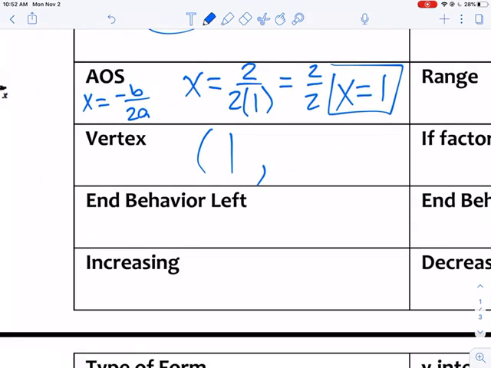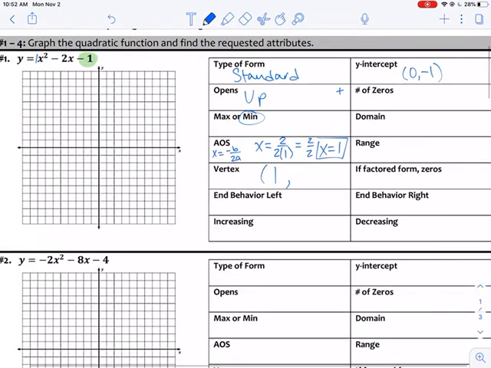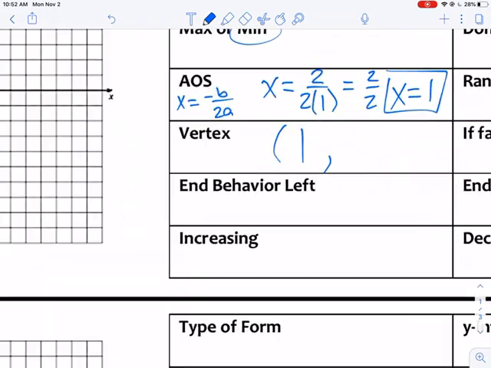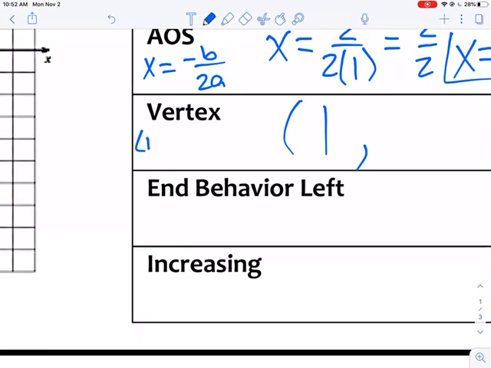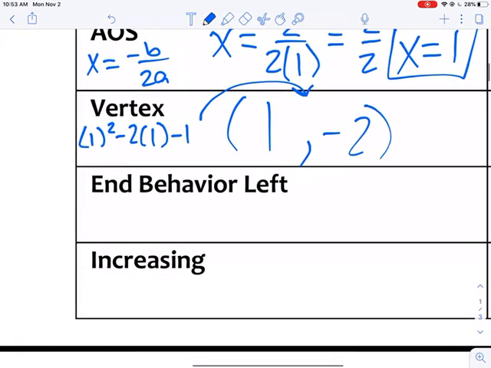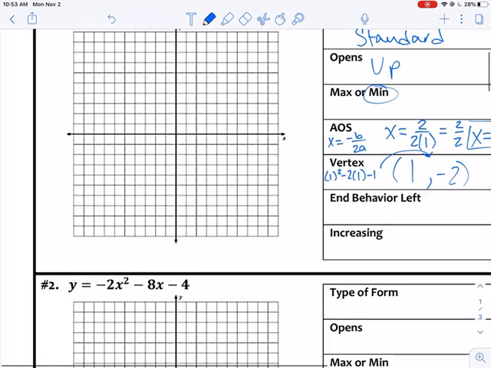Now that we have the x value of our vertex, we will go ahead and plug that into our equation to get the y value. So that's x squared minus 2x minus 1. So we're going to go x squared minus 2x minus 1. And that's going to get us our y value. And after you plug that in, you will get negative 2. All right, so there's our vertex, 1, negative 2. So right 1, down 2.